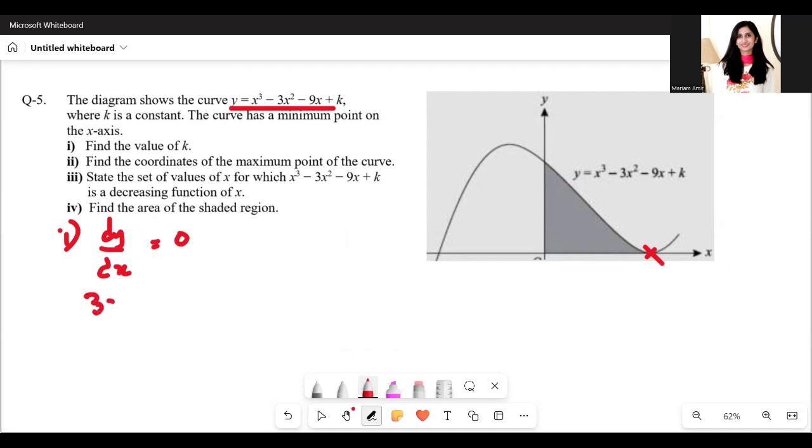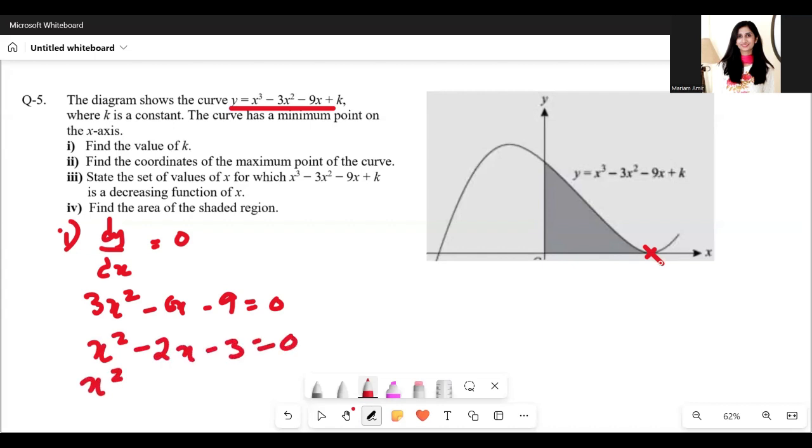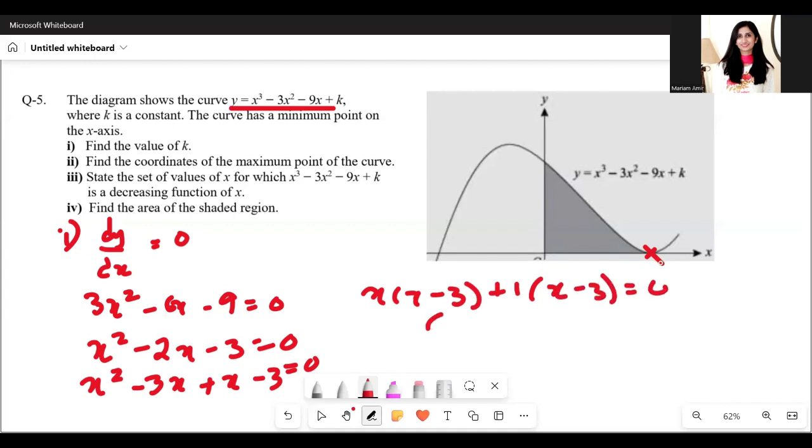Let's differentiate: 3x squared minus 6x minus 9 equals 0. I'm going to divide both sides by 3 for simplification. x squared minus 2x minus 3 equals 0. Middle term breaking, x squared minus 3x plus x minus 3 equals 0. x common, x minus 3, plus 1 common, x minus 3 equals 0. x plus 1, x minus 3 equals 0, which gives us x equals 3 and x equals negative 1. So the value of x here is 3.